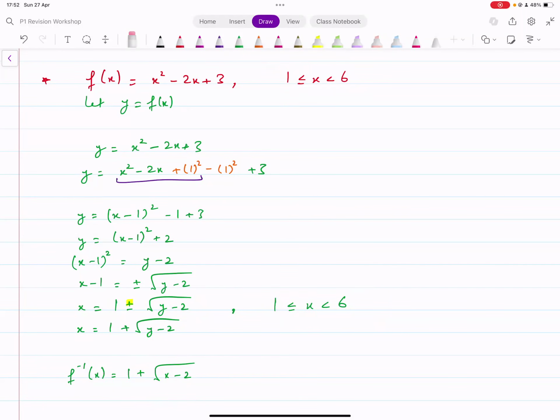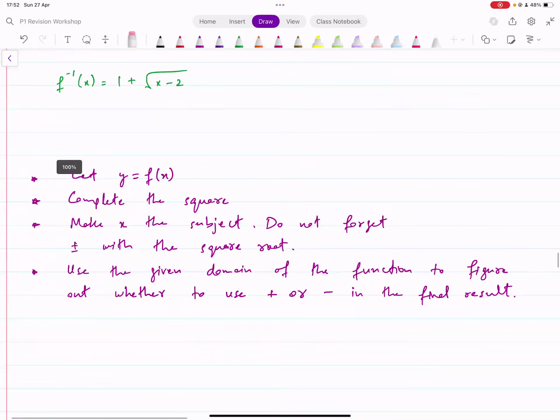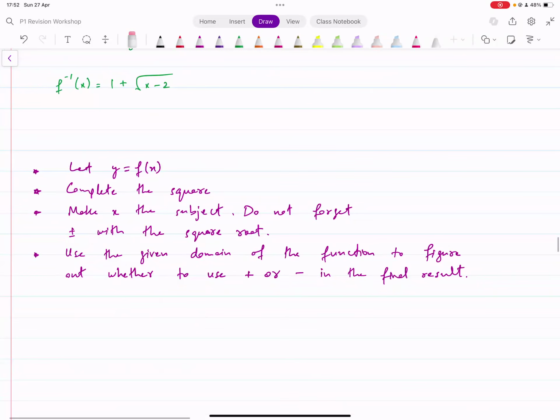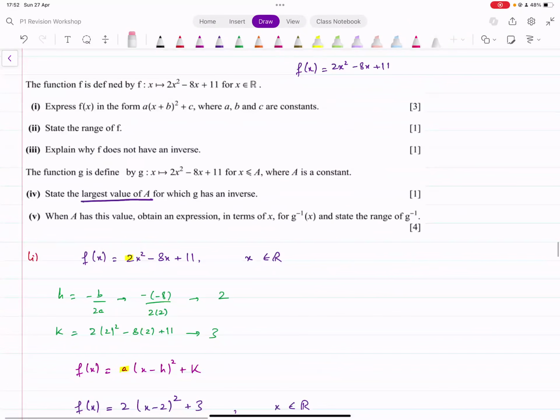So always complete the square, and then you make x the subject. Do not forget to put plus minus with the square root there. And then you use the given domain of the function to figure out whether to use plus or minus in your final result. That's how you find the inverse of quadratic functions. Let's have a look at a couple of examples quickly.